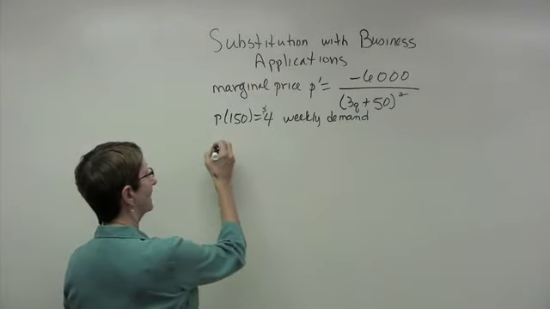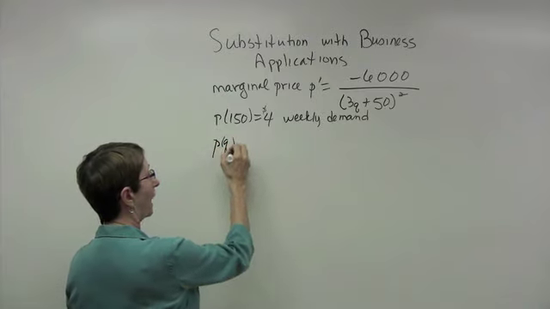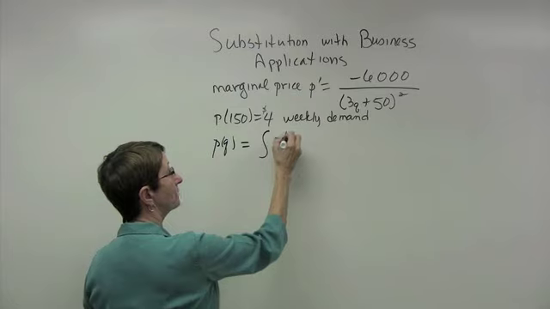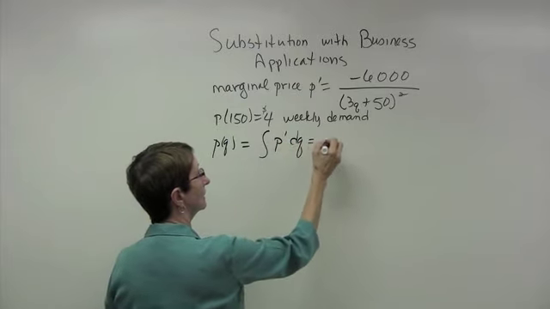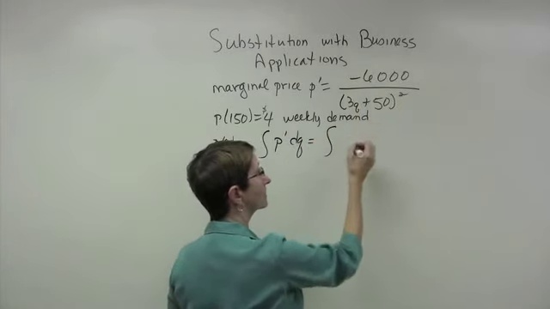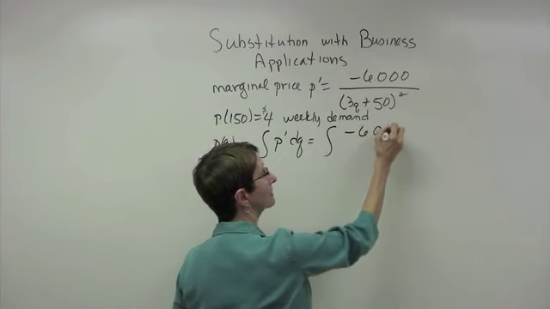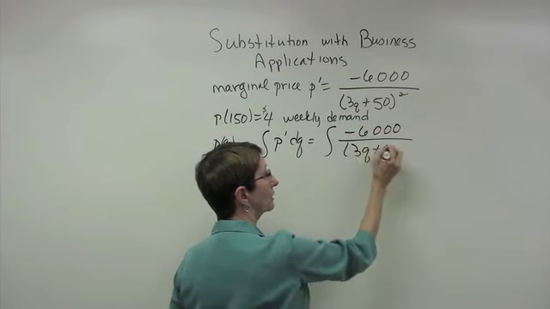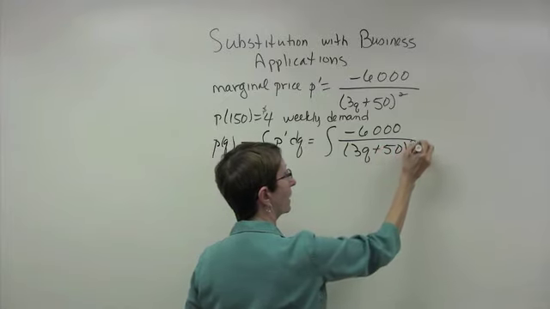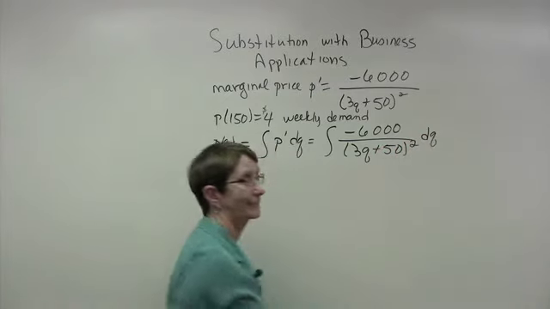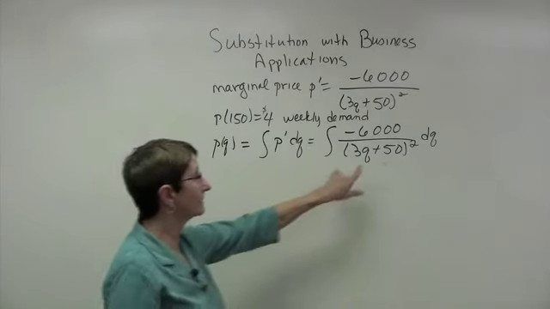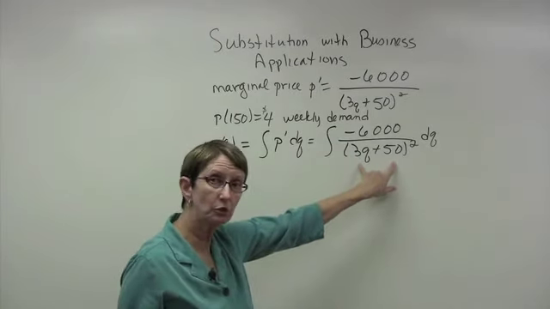So our P of Q, our actual demand equation, would be the antiderivative of P prime dQ. So it's the antiderivative of this function, negative 6,000 over (3q plus 50) squared dq. dq tells us our variable is q.